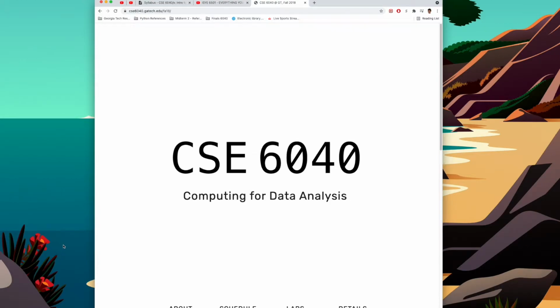Today I'll be talking about CSE 6040 Computing for Data Analysis. This is a course that is provided in EDX and also through the Georgia Tech program. So if you're in the Georgia Tech program, in the analytics program, or if you're in EDX, this can be very helpful to you because it's still the same structure.